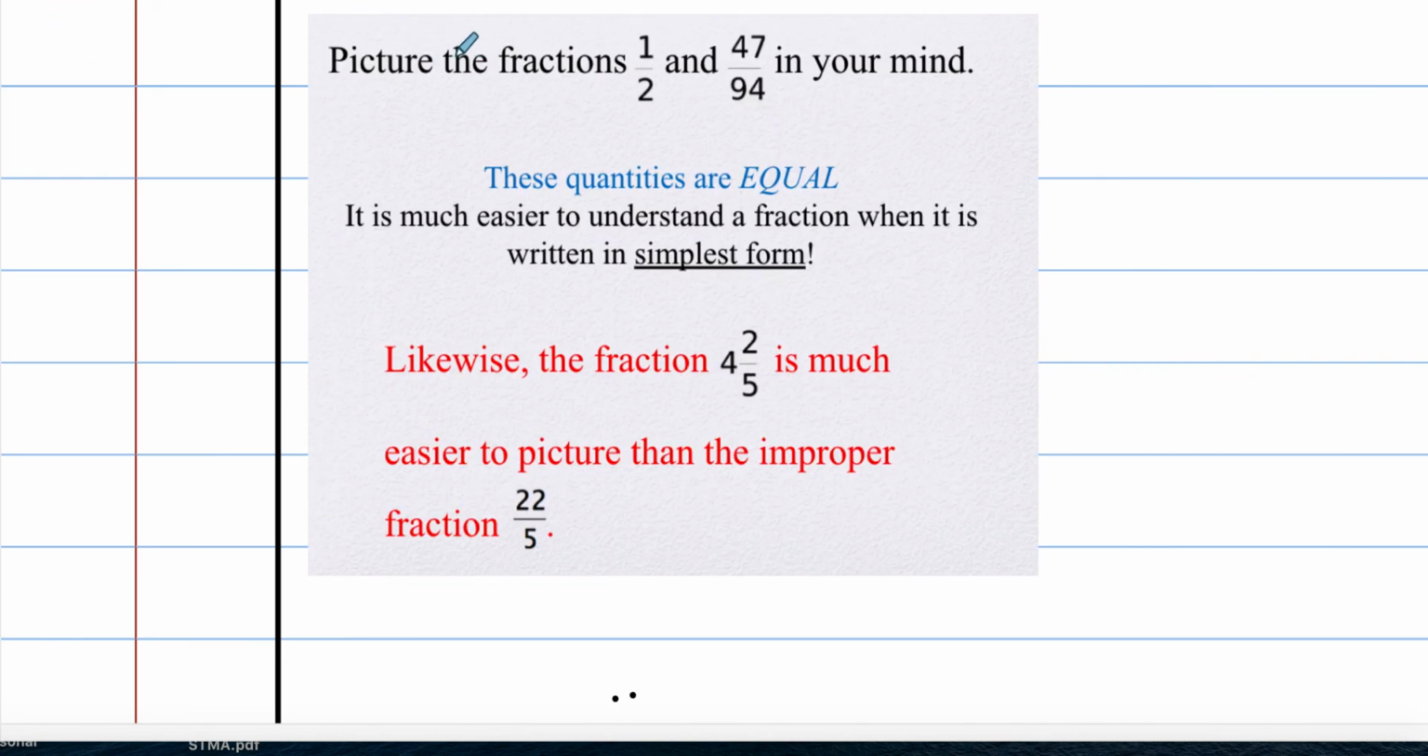All right. Picture the fractions 1/2 and 47/94 in your mind. These are actually equal. It's much easier to understand a fraction when it's written in simple form. Likewise, a fraction 4 2/5 is much easier to picture than an improper fraction. So, two things. Simplest form, and when you're done, always change it back into the mixed number. Go ahead and get started.